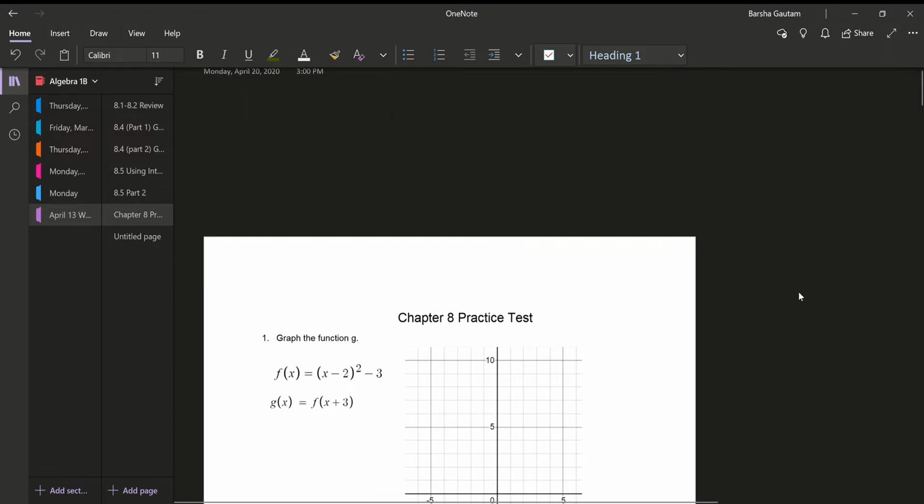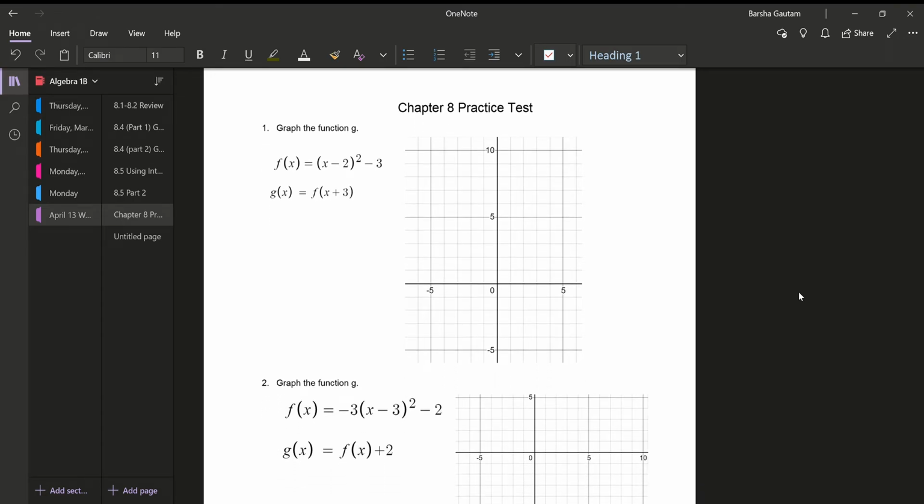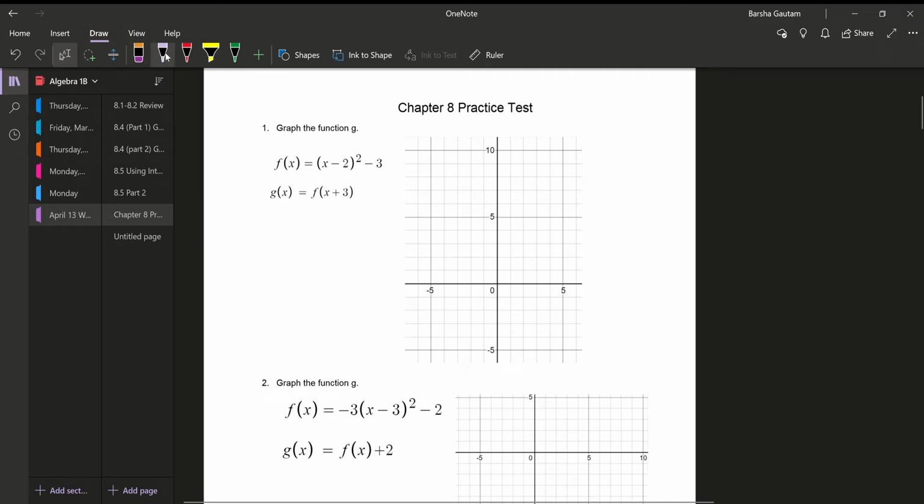Alright, let's begin. So the first question, graph the function g. So here's what I would do. First, we would begin with graphing this first one right here, the f of x, right? To do that, we first want to identify what the vertex is. And here, our vertex is 2, comma, negative 3 for this one.